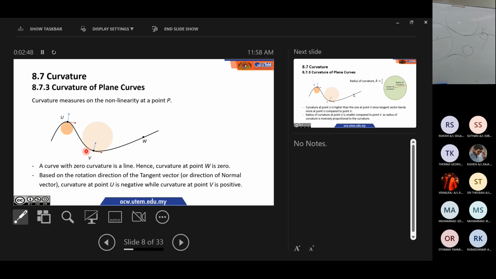And here this is anti-clockwise. Anti-clockwise direction, so at this point, the curvature is positive. Any question? Do you get what I mean? Positive, negative, clockwise, anti-clockwise. Clockwise means follow the direction of the clock. That is clockwise. The other one is anti-clockwise.